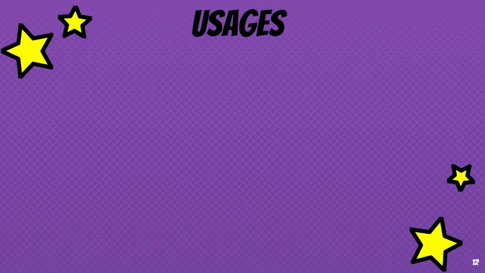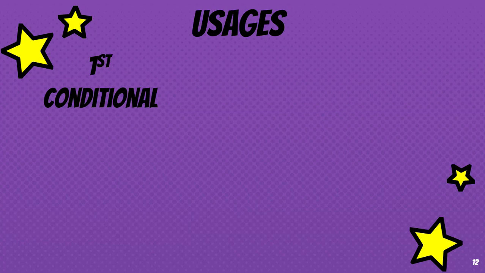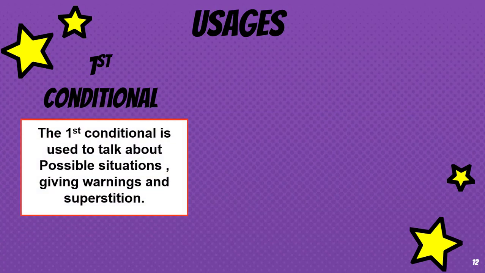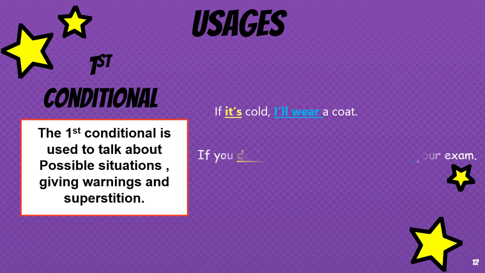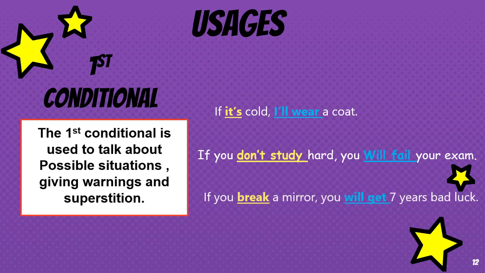Now let's move to the usages for the first conditional. The first conditional is used to talk about possible situations, giving warnings, and superstition. Let's have some example. If it's cold, I'll wear a coat. And here it's a possible situation. If you don't study hard, you will fail your exam. And here I'm giving a warning. If you break a mirror, you will get 7 years of bad luck. And this is a superstition.